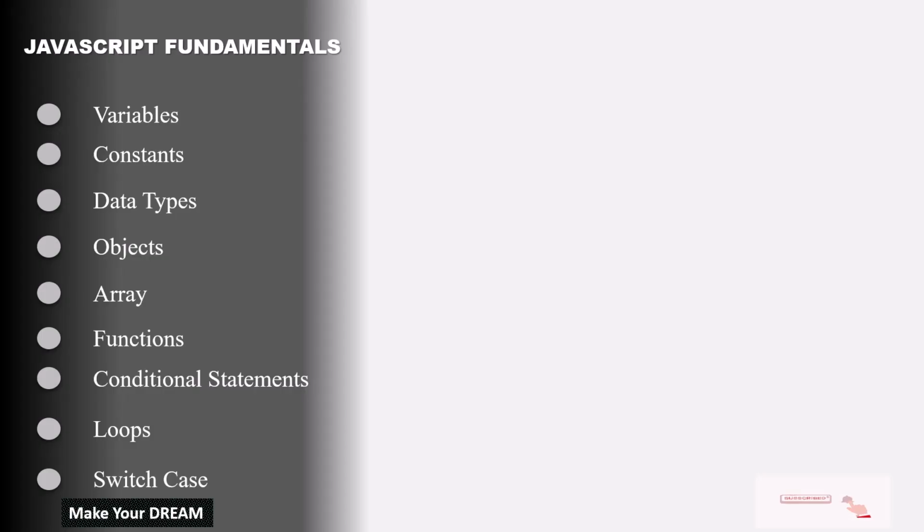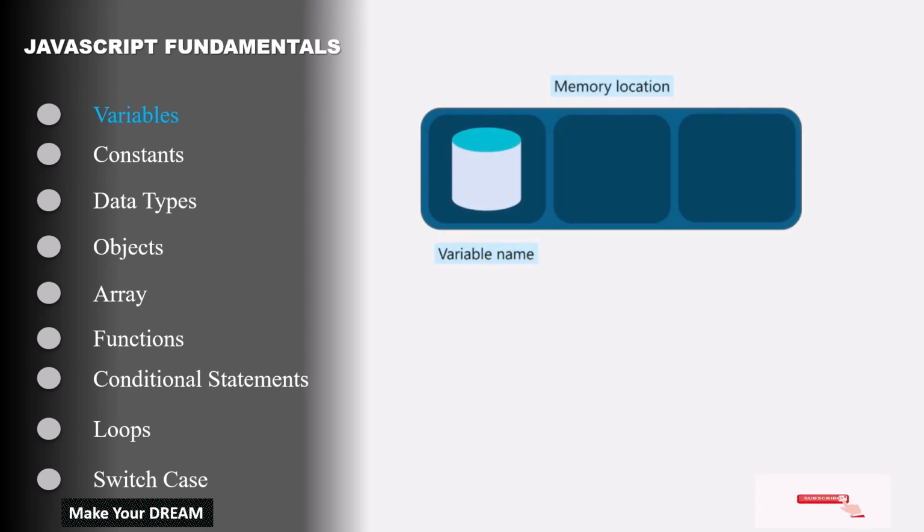Some of the fundamentals involved are variables, constants, data types, objects, arrays, functions, conditional statements, loops, and at last switch case. Let's first talk about variables. A variable is basically a name given to a memory location which acts as a container for storing data temporarily. Now, to declare a variable in JavaScript we use the let keyword.